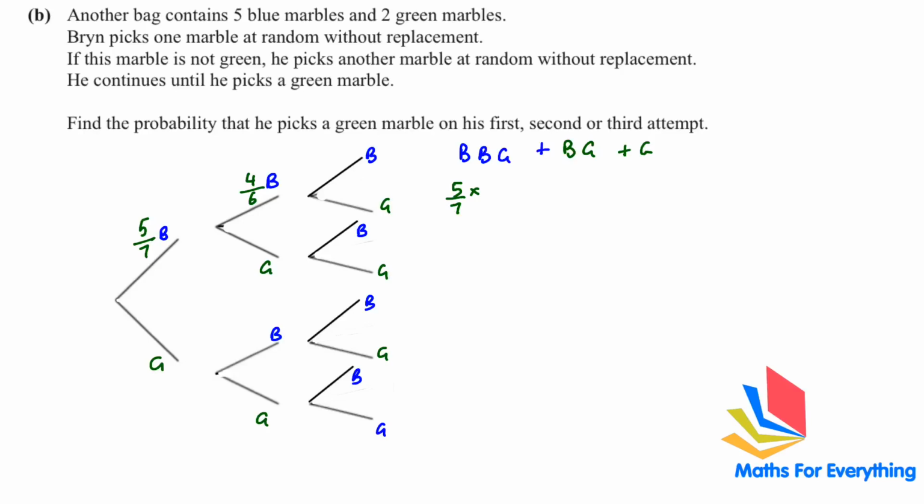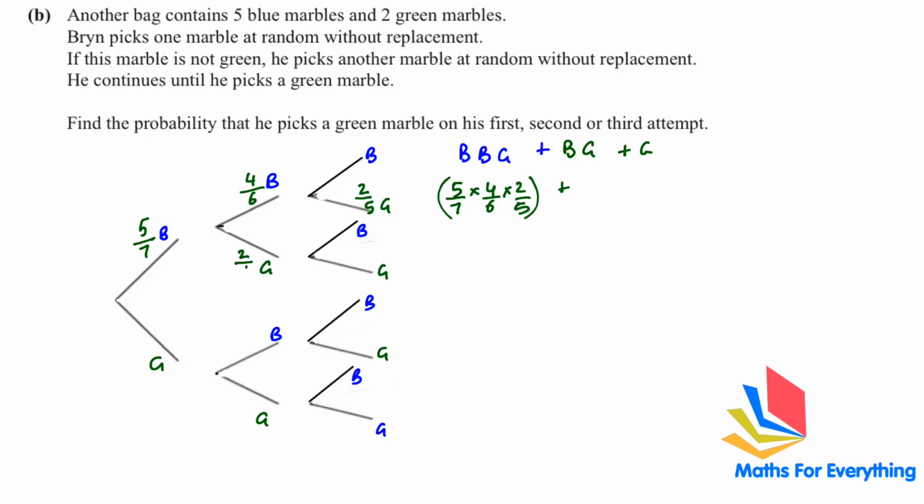So the number of blue is 1 less and the total number is also 1 less. And then green. Green we have not picked up as yet and there are 2 green. So it's going to be 2 and the total number has reduced to 5. So 4 over 6 multiplied by 2 over 5 plus blue and green.